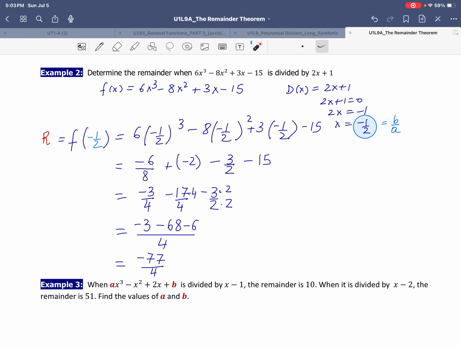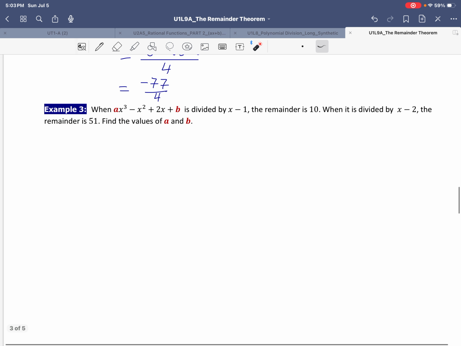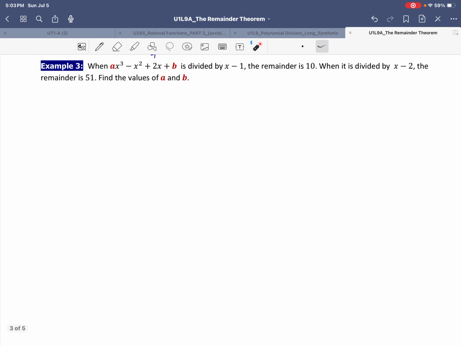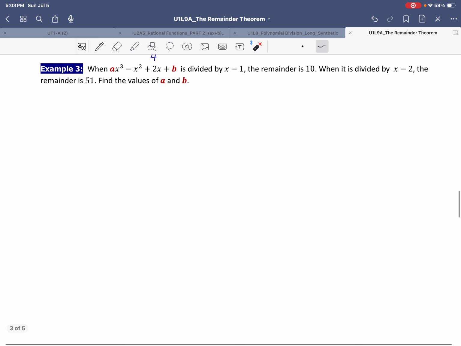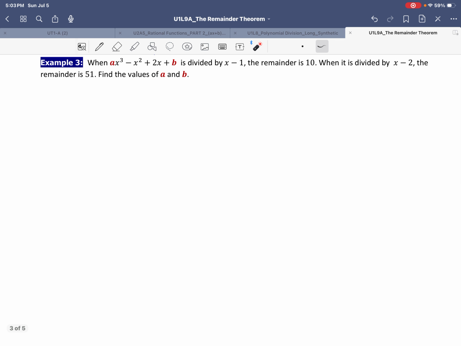Now, we're going to look at another example. This is different. It requires a little bit of thinking. And what we're given in this case is a polynomial of third degree. We're missing 2 of its coefficients, and we are given the information that when divided by x minus 1, the remainder is 10. So I will highlight this. And when divided by x minus 2, the remainder is 51. So we have to use this information to find the coefficients a and b.